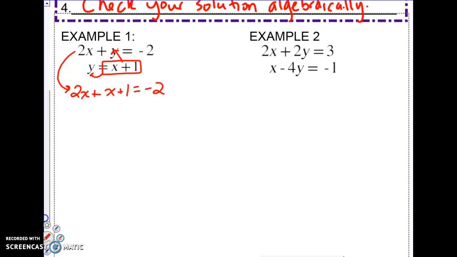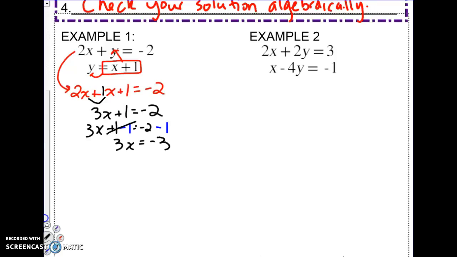So we've had lots of opportunities to practice our solving skills. This is 2 plus 1x, which is 3x, plus 1 equals negative 2. Now what I need to do is get that positive 1 over to the other side. So I'm going to subtract 1 from both sides. That cancels, and I get 3x equals negative 3. And then my final step is to divide both sides by 3. And I get x is equal to negative 1.